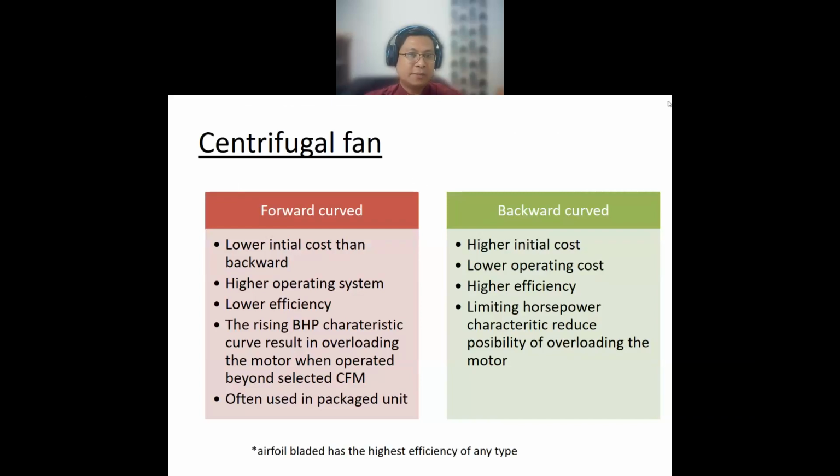Okay, now we touch on the differences between forward and backward in the centrifugal fan. So we can see the forward curve has lower initial cost than backward. The backward curve has higher initial cost. Okay, so why do we invest?